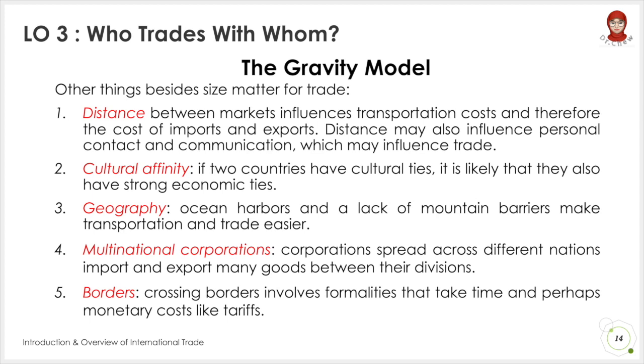Third, geography. Ocean harbors and a lack of mountain barriers make transportation and trade easier. It is very hard to trade when there are so many mountain barriers and there is no proper port. The next one, multinational corporations. Corporations or subsidiaries spread across different countries. Hence, it might influence the import and export between their divisions or subsidiaries. And the last one, borders.